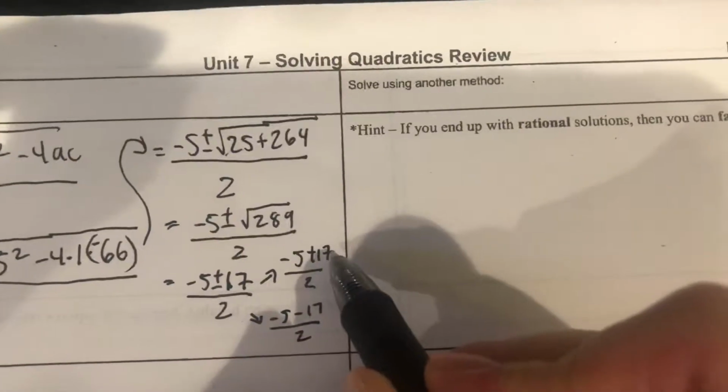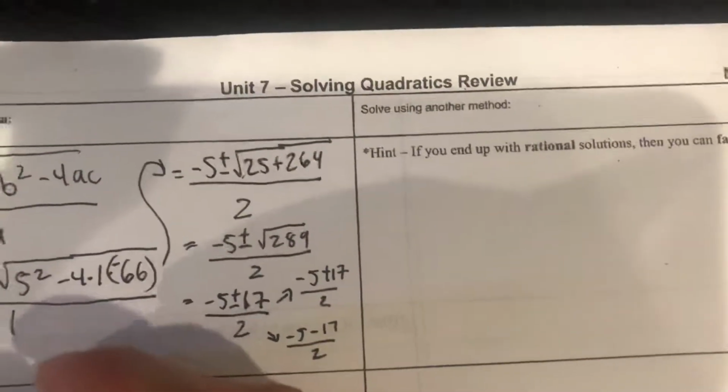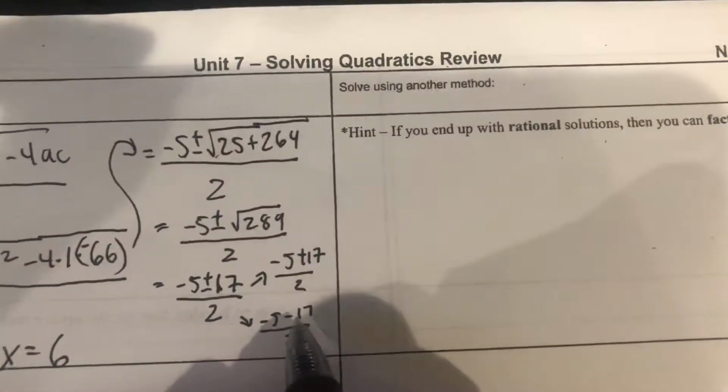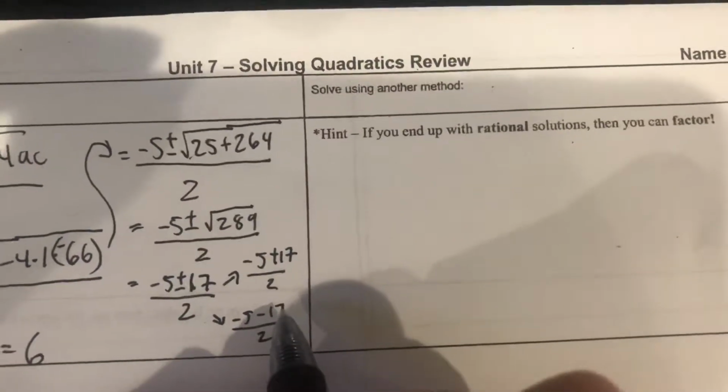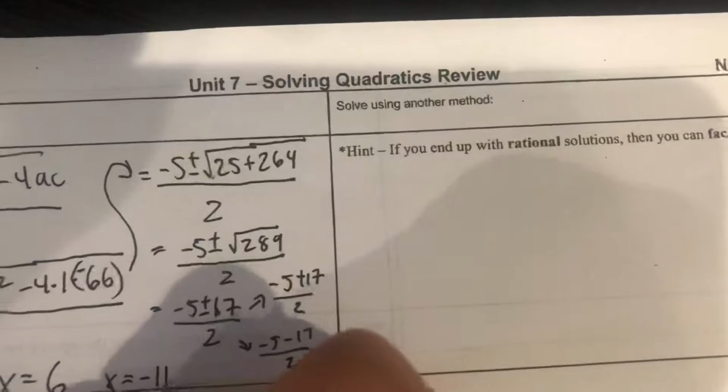Negative 5 plus 17 is 12. 12 divided by 2 is 6. So one answer is x equals 6. The other answer, negative 5 minus 17 is negative 22. Negative 22 divided by 2 is x is equal to negative 11.